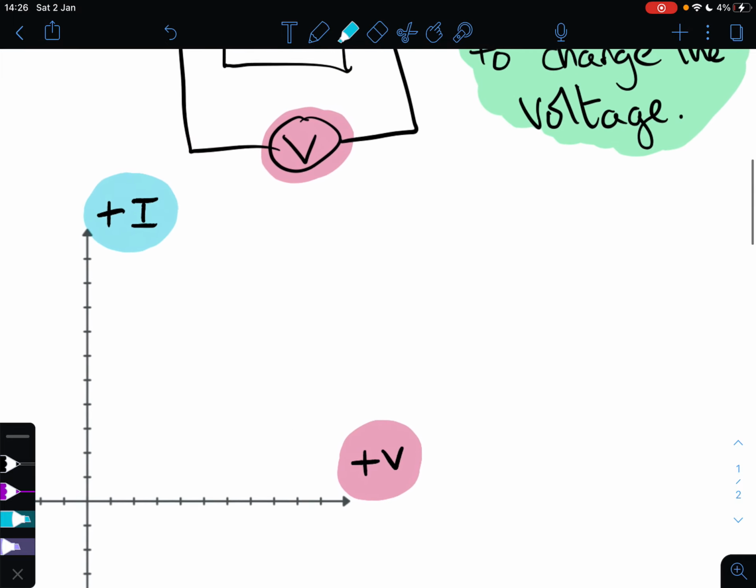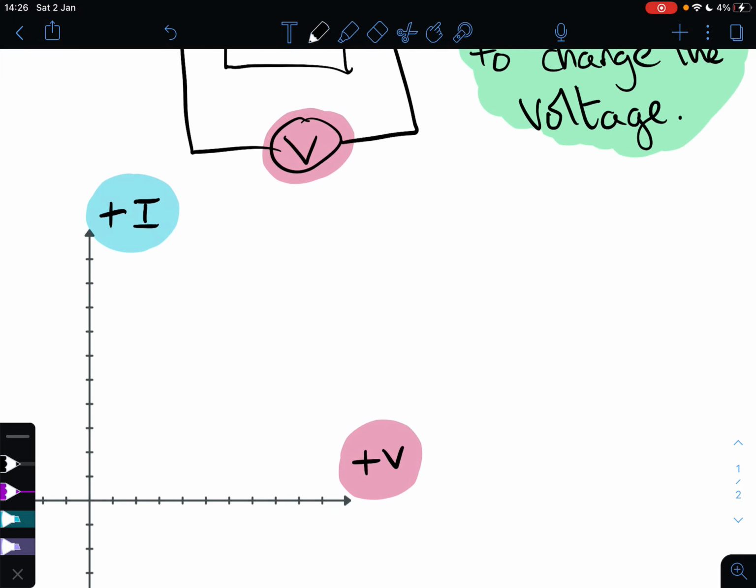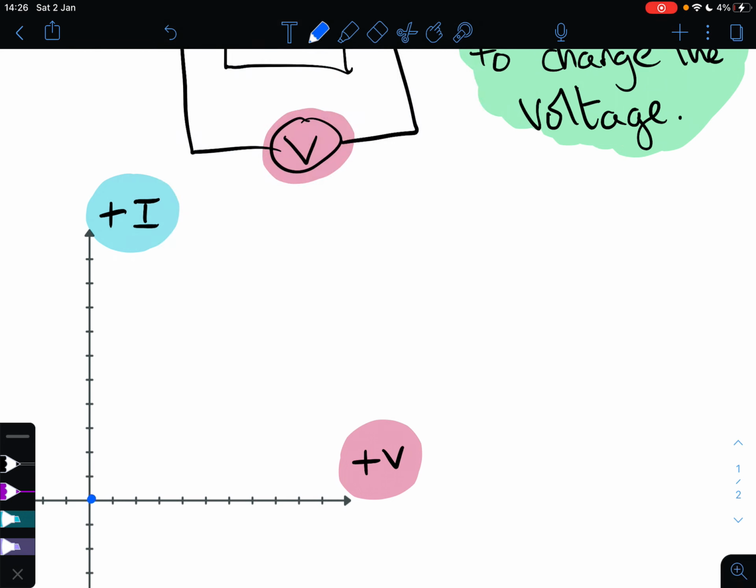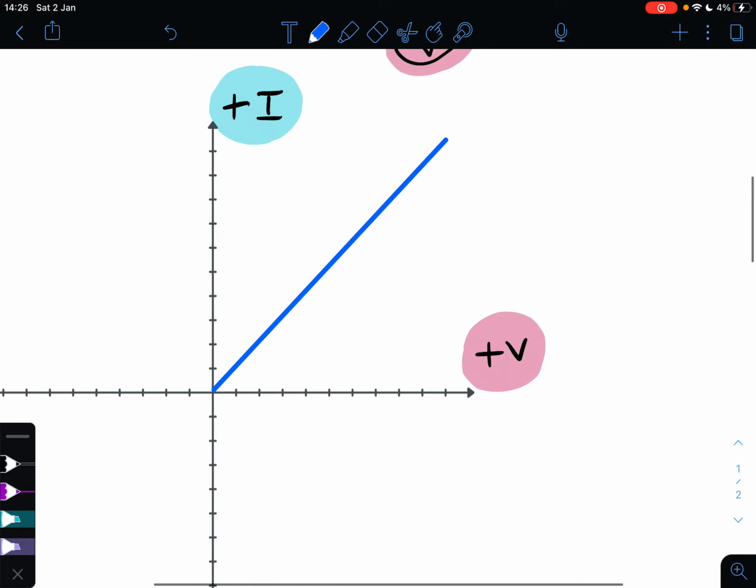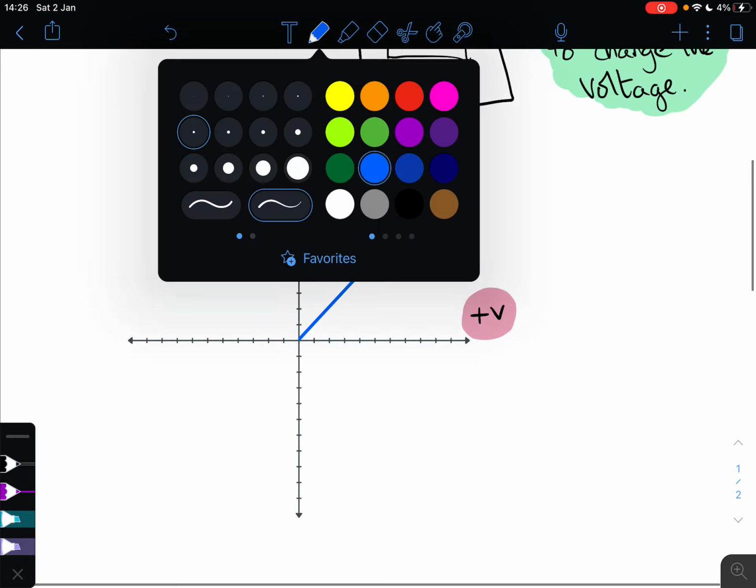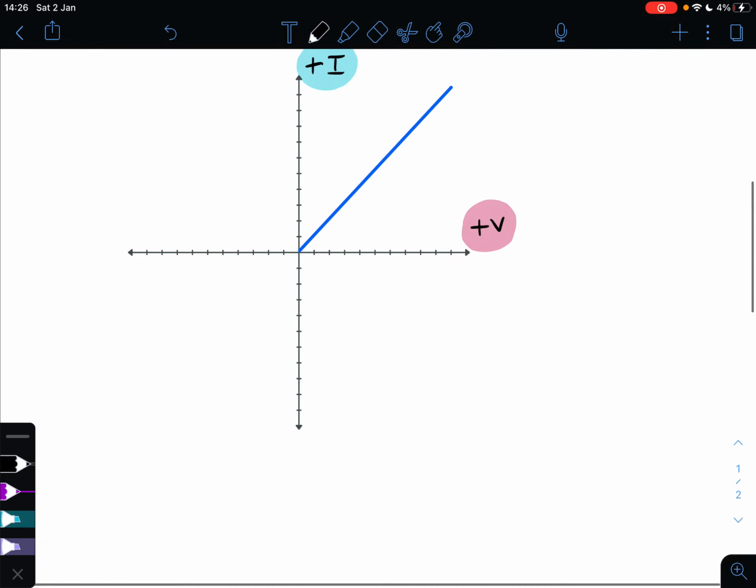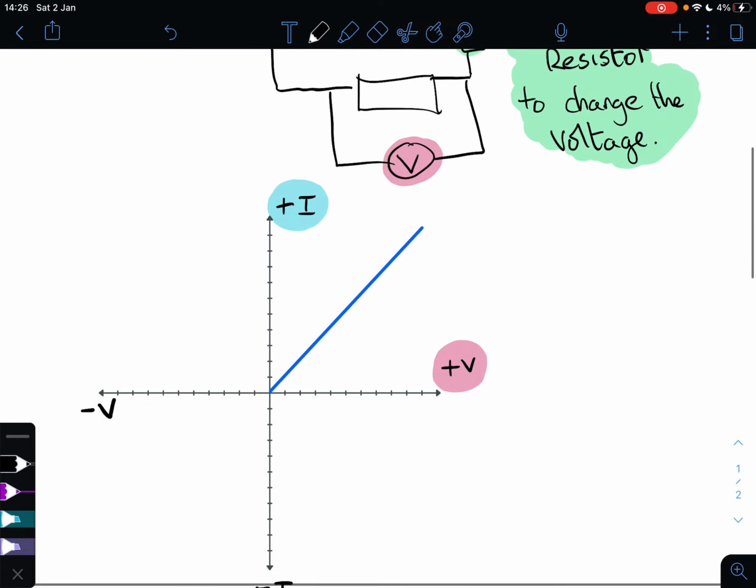Now if I had it like this and I did my experiment, what I would find is, and let's use a nice colour, we'll use blue and we'll make it thick. There we go. What we'd get is a graph that looks like that. Now, why is it that we have this other way, this opposite bit? Well, if I hop back to it here, I can have here minus current and minus voltage. But what do those mean?